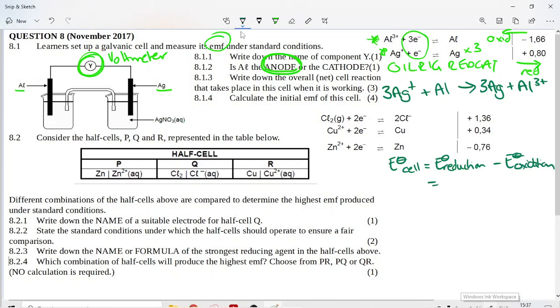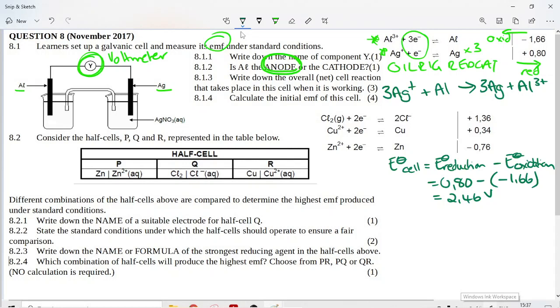Okay, so which one was the reduction reaction? Which one was the forward reaction? The one that was positive. So we're writing 0,80, and then we will subtract the value of the reverse reaction, subtract minus 1,66. A minus and a minus makes a plus. Put it in your calculator, you'll get out 2,46, and it is an EMF, so we measure it in volts. Remember to put your units. So that is the initial EMF.